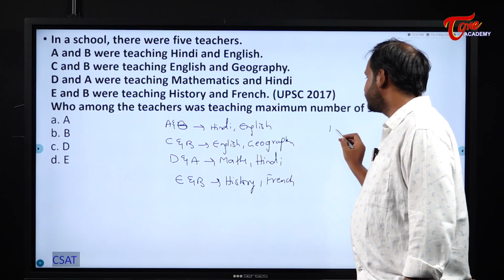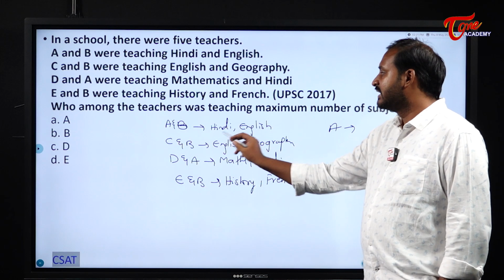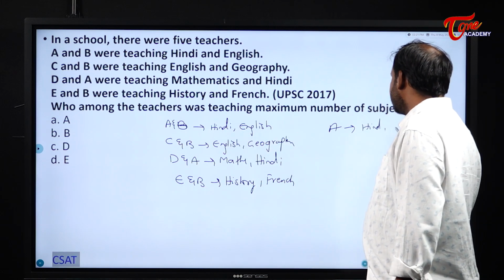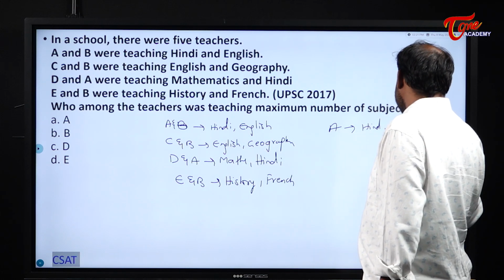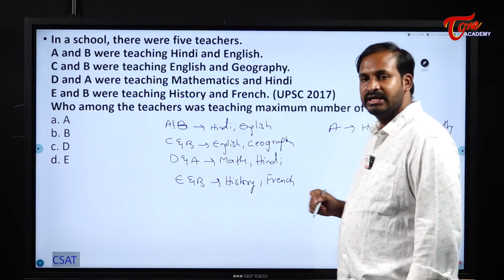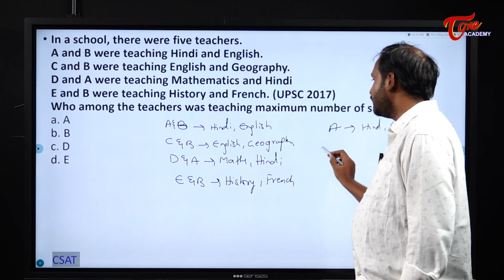Now A is teaching how many subjects? Hindi, English, and once again here already Hindi I have written. So maths. So overall A is teaching how many subjects? 3 subjects here.